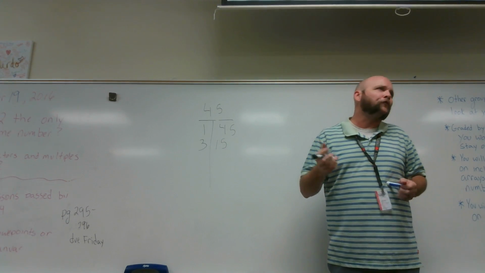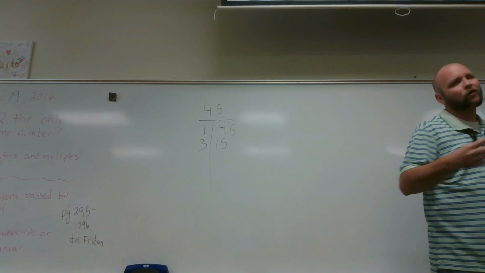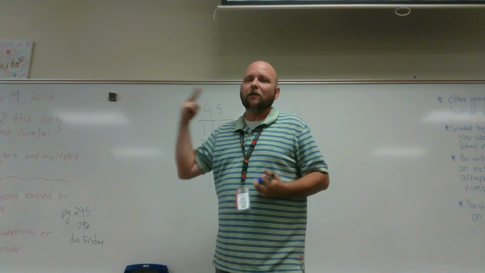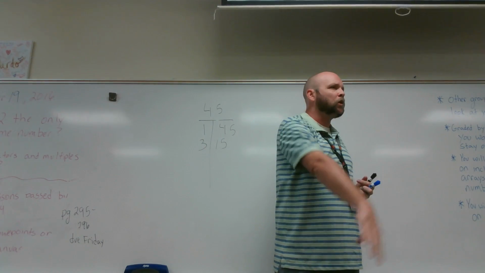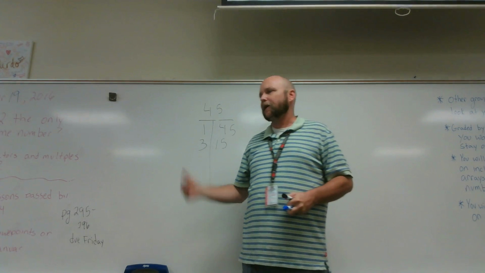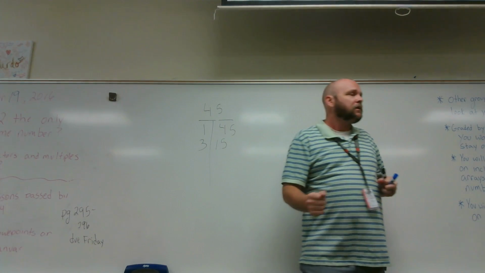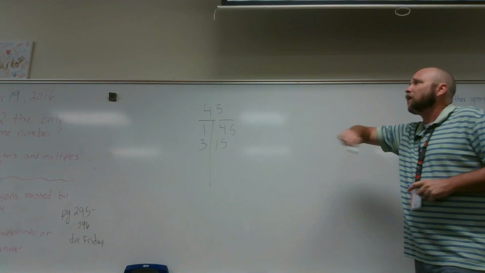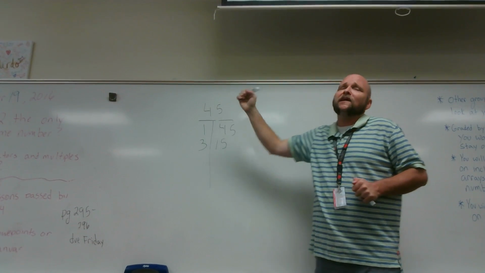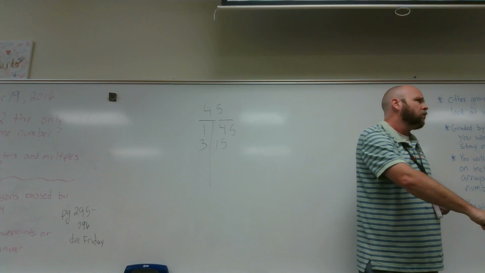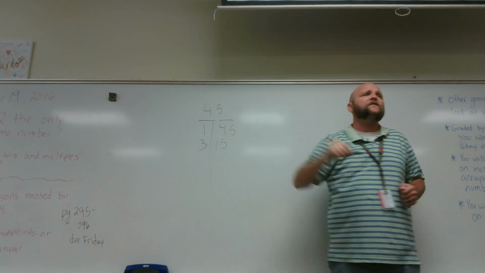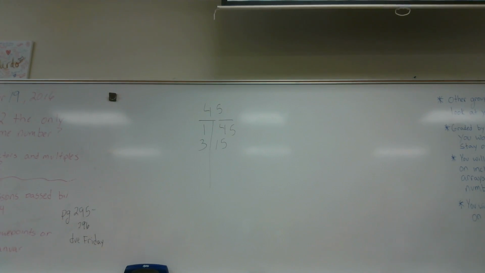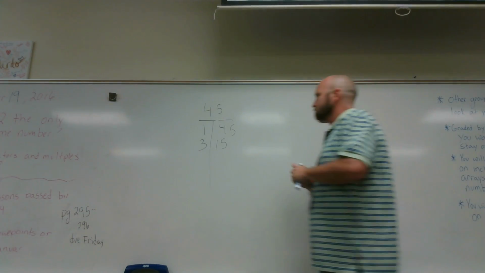Okay, we don't have a rule for 4, but I'm going to tell you it's not divisible by 4. The rule for 4 is if you can divide it by 2 and then divide it by 2 again, which we can't even divide it by 2 once. Okay, we have a rule for 5. If the number in the ones place is a 5 or a 0, then that number is divisible by 5. So is that number divisible by 5? Yes, because it has a 5 in the ones place.